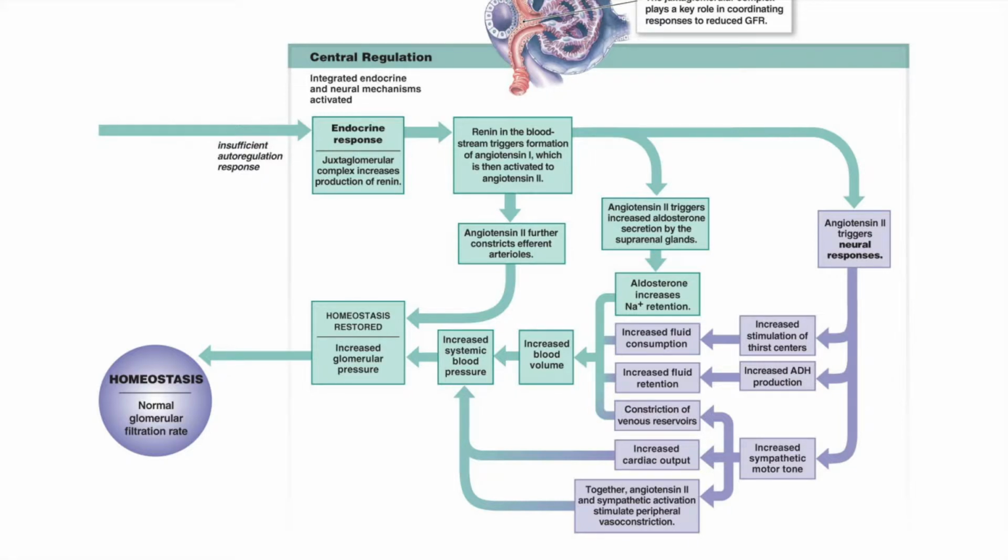Central regulation involves both neural and endocrine mechanisms. The juxtaglomerular complex, or JGC for short, produces renin. Renin's a hormone which causes the formation of angiotensin I, which is then activated to angiotensin II. Angiotensin II has several mechanisms of action. It's going to constrict the efferent arterioles, which will increase the glomerular pressure. It will also trigger aldosterone secretion.